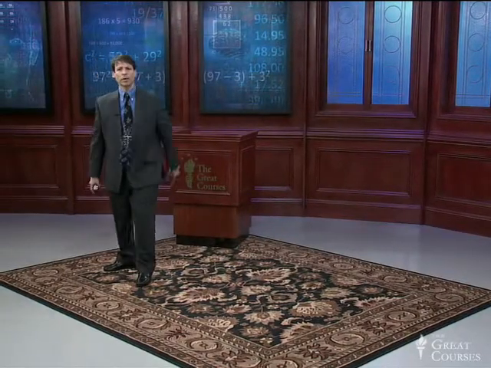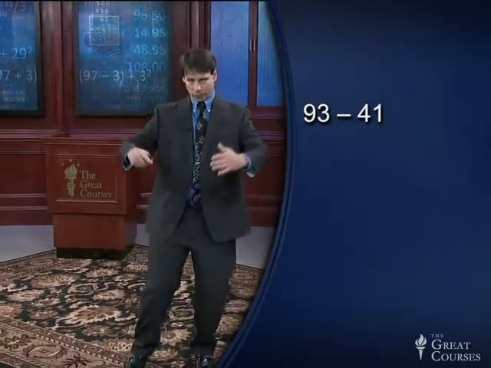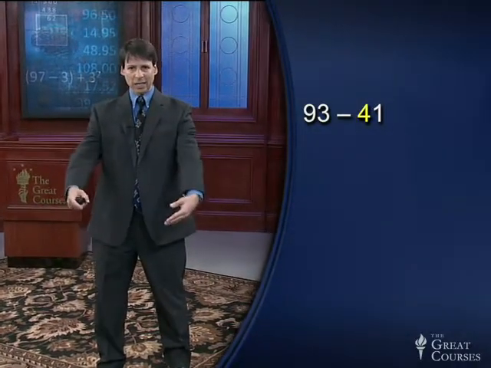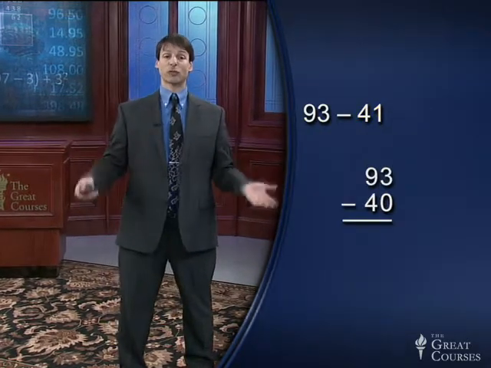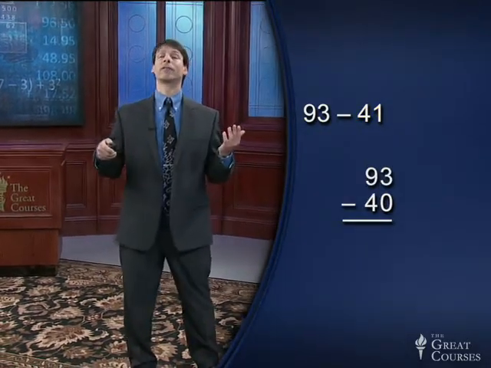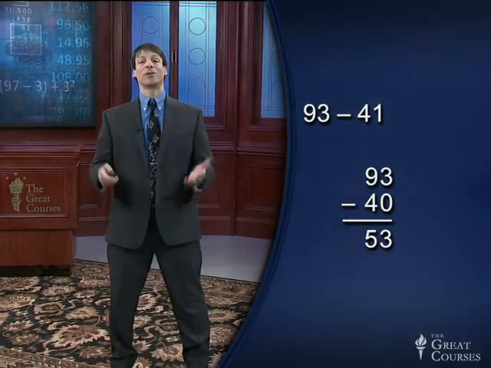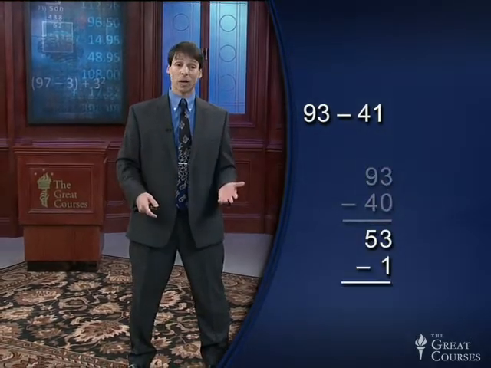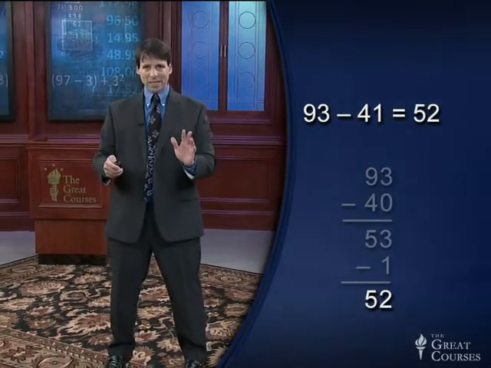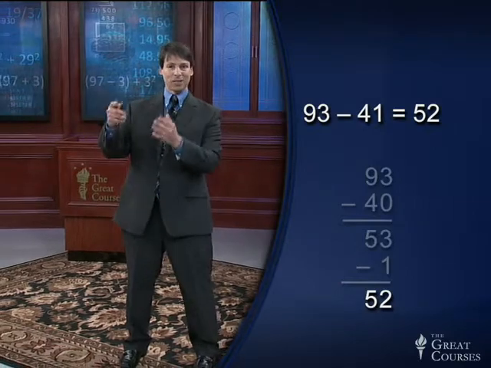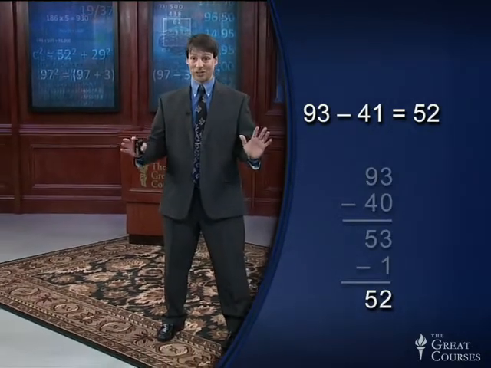Let's look at the problem 93 minus 41. All right, we're going to first subtract 40, then subtract 1. 93 minus 40 is 53. So you have a new, simpler problem, 53 minus 1, which is 52. Now that problem was easy because of the ones digit. The 3 is bigger than the 1, and that made things easier.